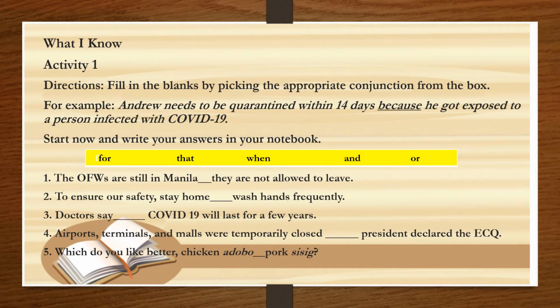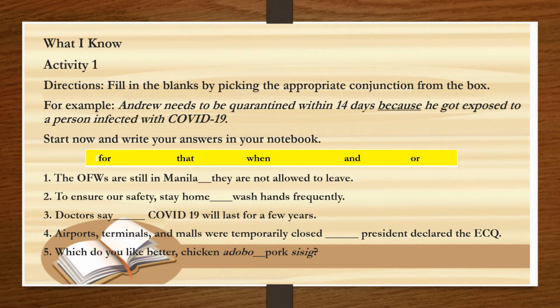What you know. For Activity 1, directions: fill in the blanks by picking the appropriate conjunction from the box. For example, Andrew needs to be quarantined within 14 days because he got exposed to a person infected with COVID-19. So, start now and write your answers in your notebook. The choices you have here are: for, that, when, and, or.